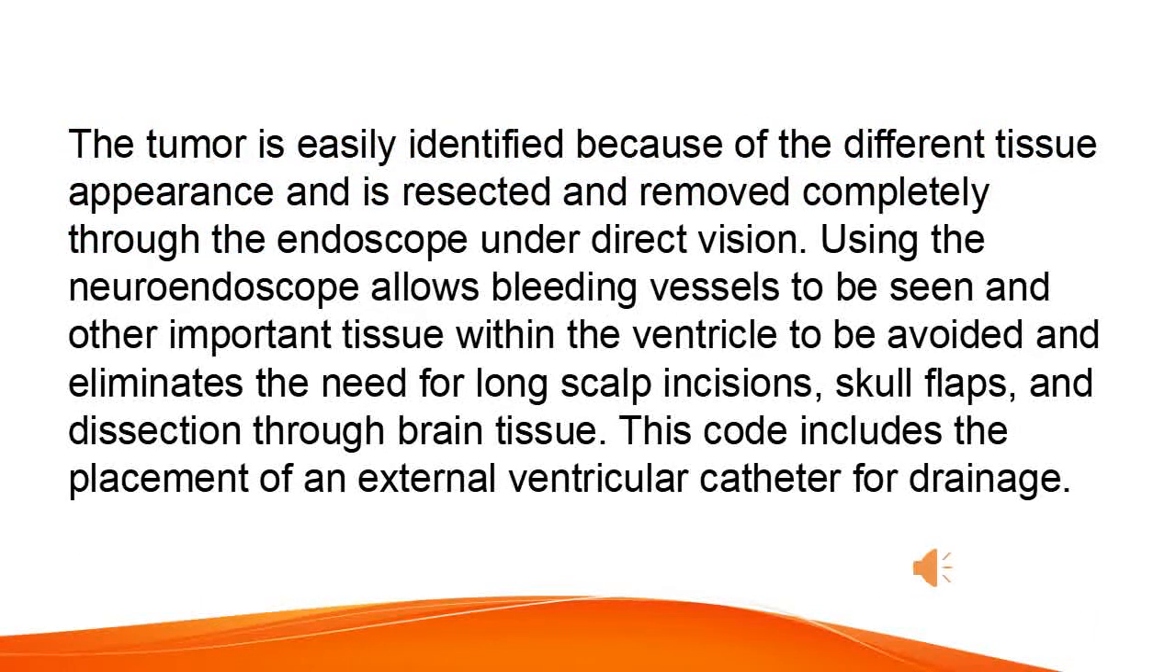The tumor is easily identified because of the different tissue appearance and is resected and removed completely through the endoscope under direct vision. Using the neuroendoscope allows bleeding vessels to be seen and other important tissue within the ventricle to be avoided and eliminates the need for long scalp incisions, skull flaps, and dissection through brain tissue. This code includes the placement of an external ventricular catheter for drainage.